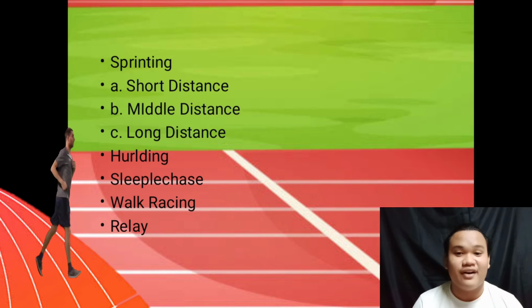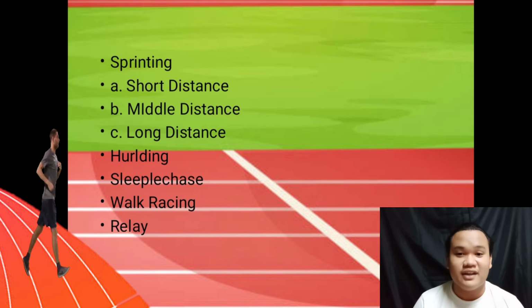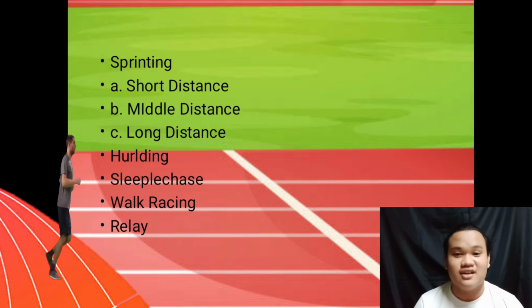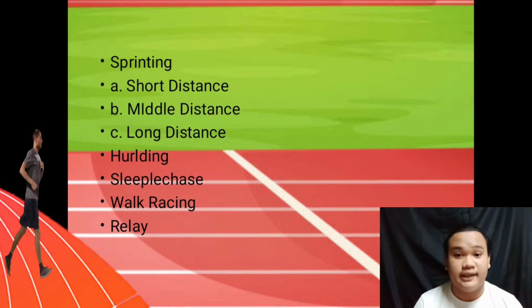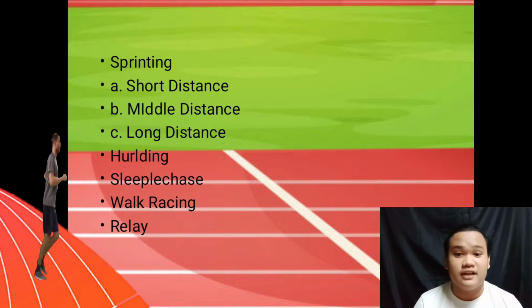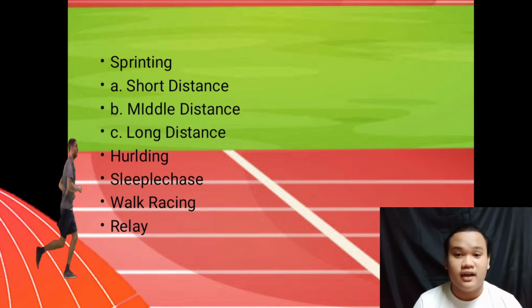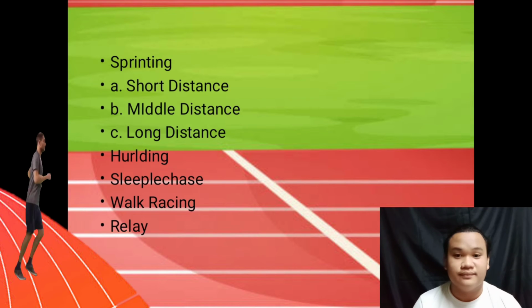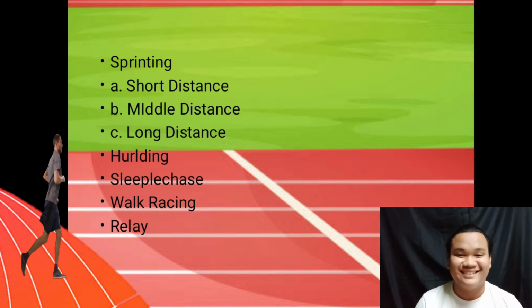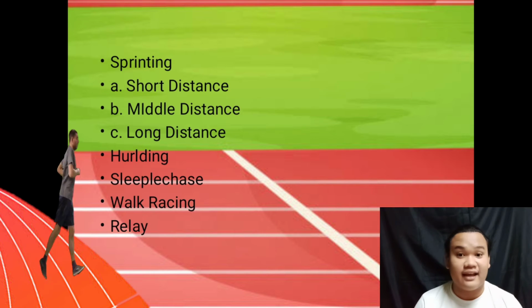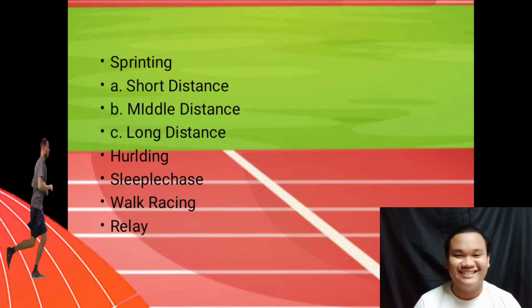For today's lesson, we're going to tackle the track events or run events, the different kinds of run events. First one is sprint. In sprint, we have short distance, middle distance, and long distance. Next one, we have the hurdle. Next is steeplechase, race walking, and the relay. So let's start tackling our lesson for today.